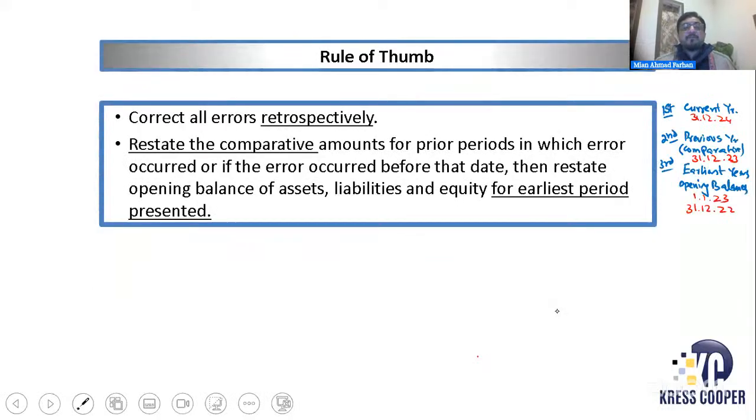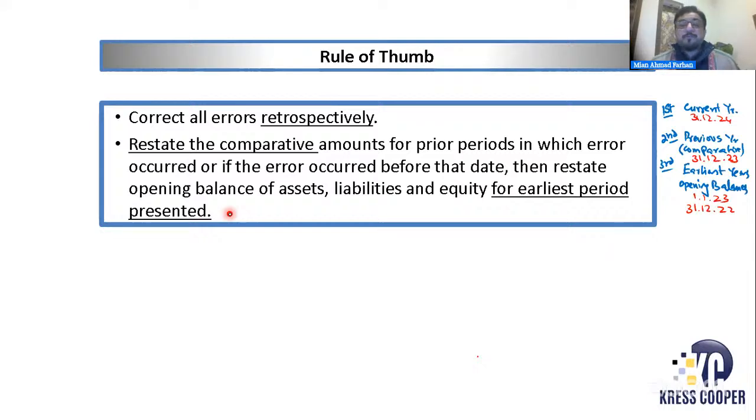The rule of thumb for accounting treatment to rectify such error is that we do retrospective restatement, exactly the same thing that you have gone through in the accounting policy change. Okay. So what we do, we restate the comparative amounts of the prior period in which error occurred, or if the error occurred before that date, then restate the opening balance of the assets, liability, and equity for the earliest period presented. Again, the earliest period presented is the comparative information, the comparative column.